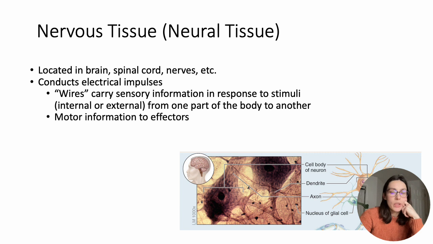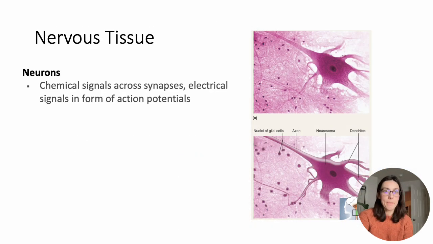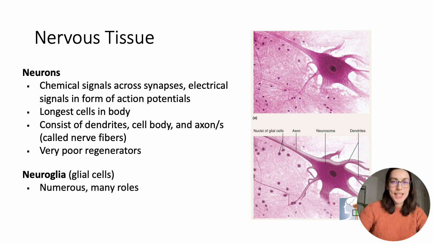Okay, well, here's the summary. Located in brain, spinal cord, and nerves, conducts electrical impulses for the function of communication. And we will learn a lot more about it. Two basic types of cells, neurons and neuroglia, which are also called glia. All right. We will talk about the details of these cells in future chapters, so you do not need to worry about that right now.